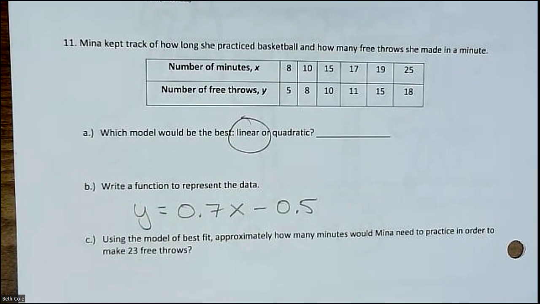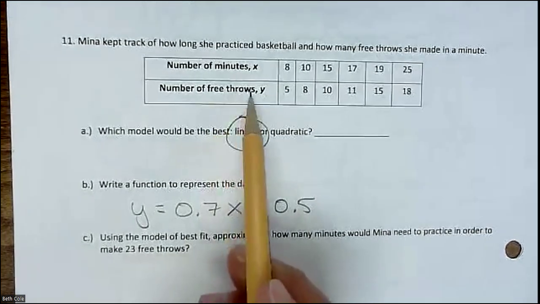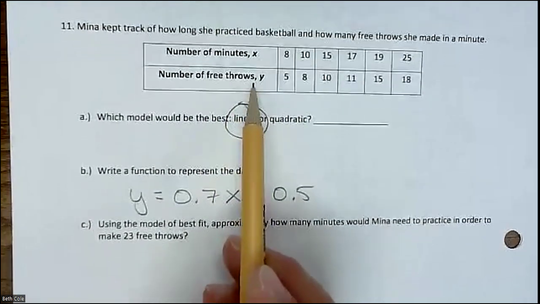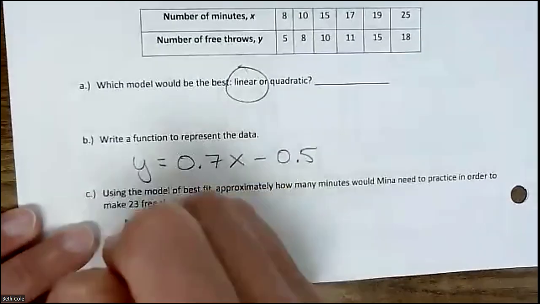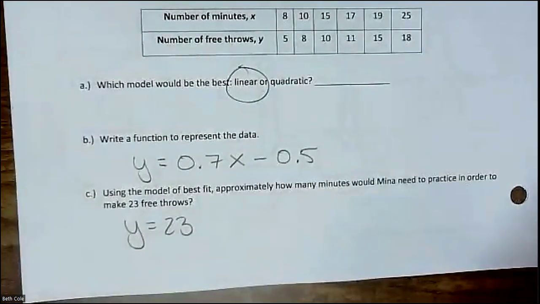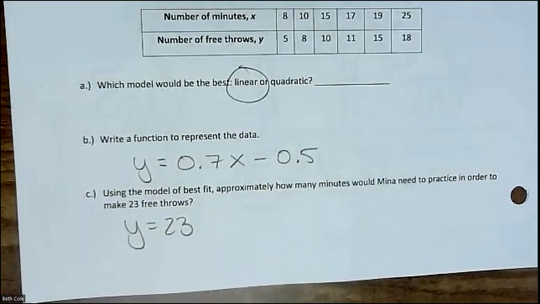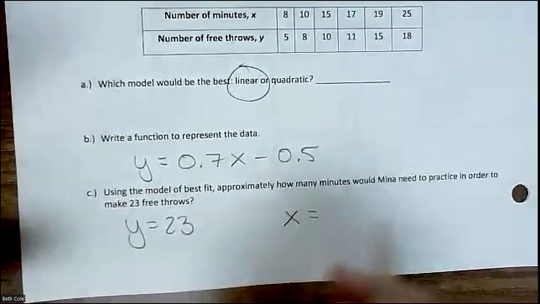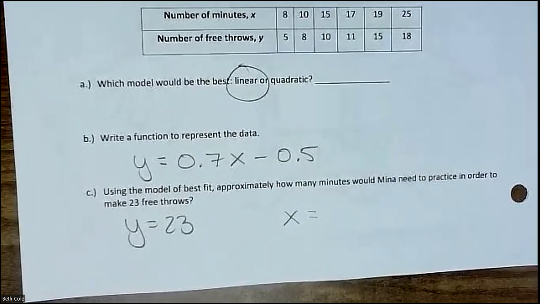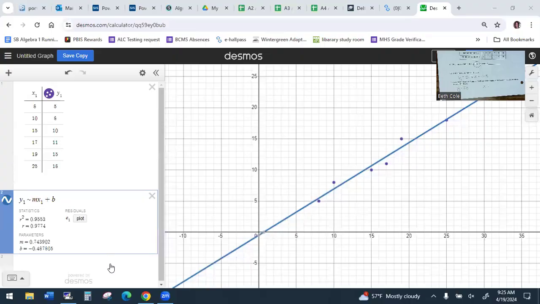And then the last one, you're going to do a prediction. Using that model, how many minutes would Mina need to practice in order to make 23 free throws? All right, look, most of the ones we did in class, they gave you X. But do you see how free throws is Y? Sometimes it's backwards, all right? So we're going to say Y is 23. Oh, this was a basketball problem. The more you practice, the better you get and the more free throws you should make, right? In theory, right? And then we're going to find X. Yes, go ahead. Good job. So it'd be a 23. It was in the problem. It was just written there.